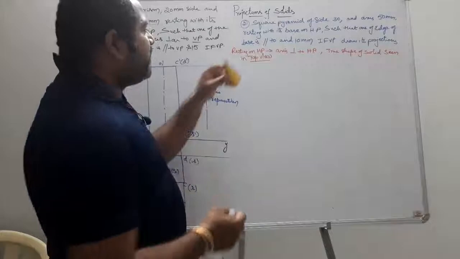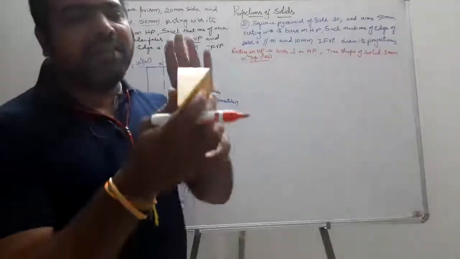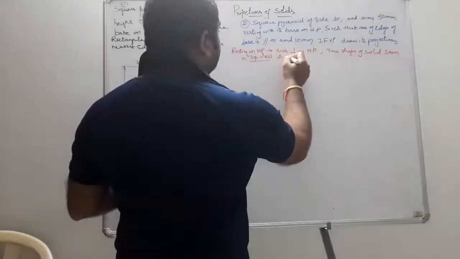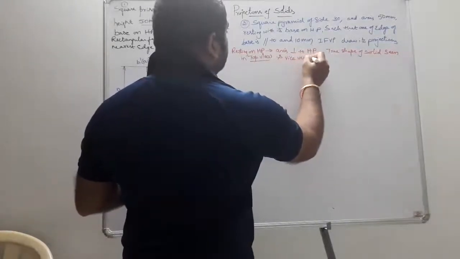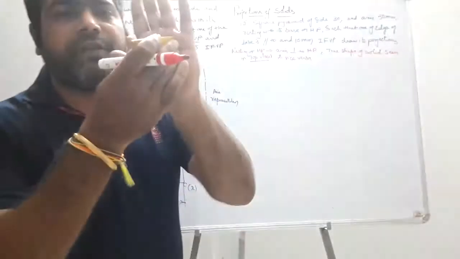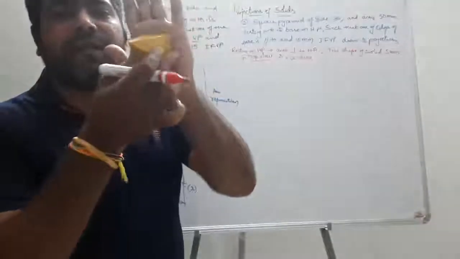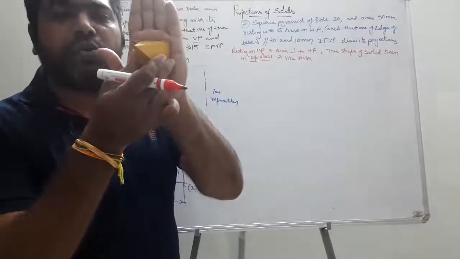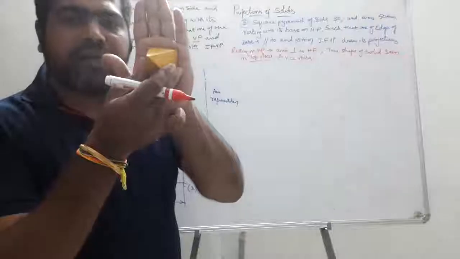Okay. So if it is resting on VP, if the axis is resting on VP and vice versa, resting on VP means the axis is perpendicular to VP. Axis perpendicular to VP means the front view gives the true shape of the solid.